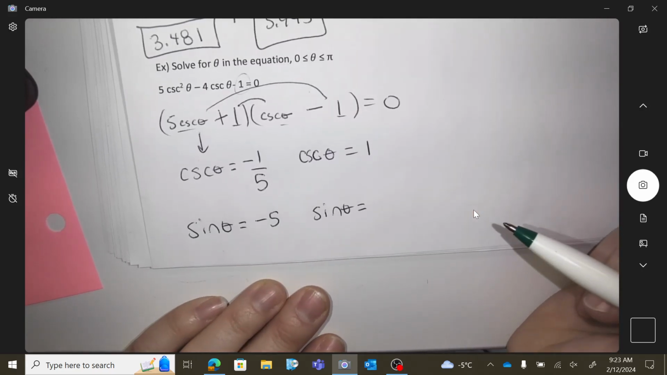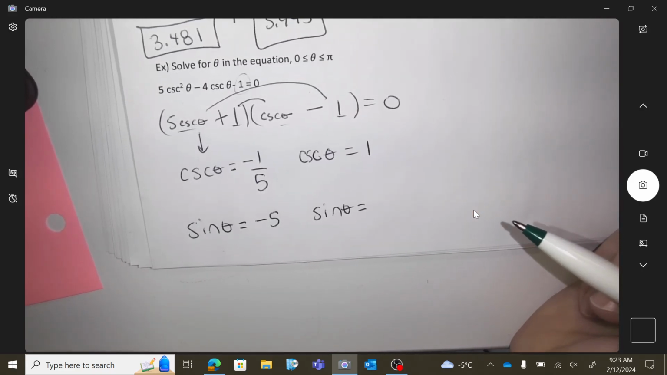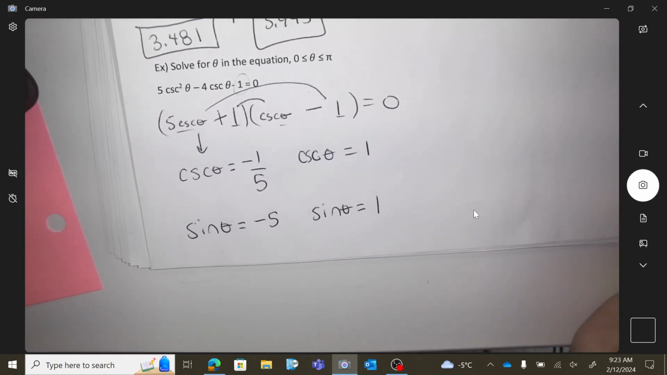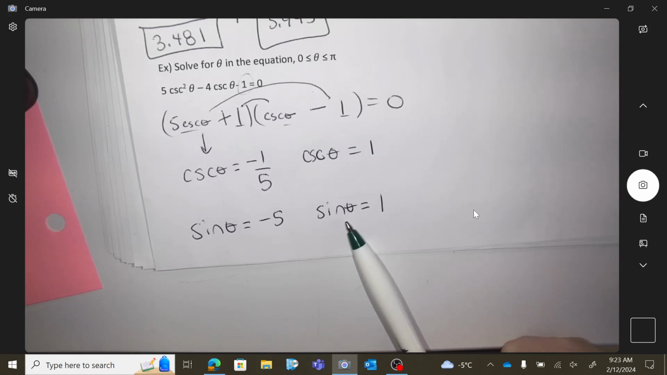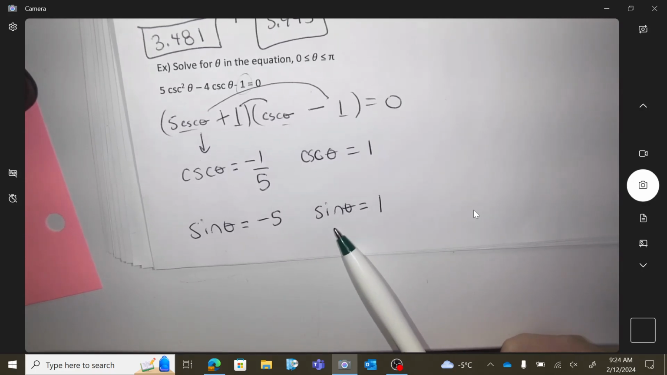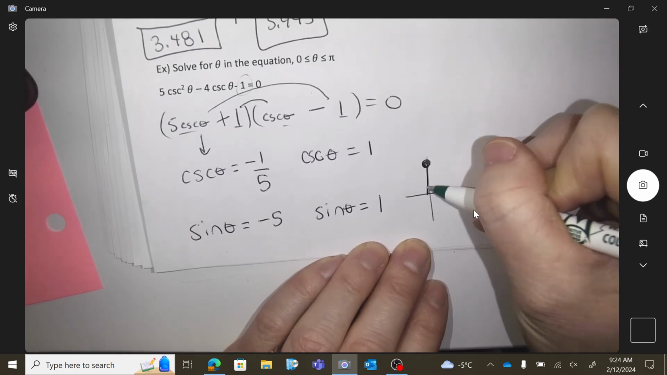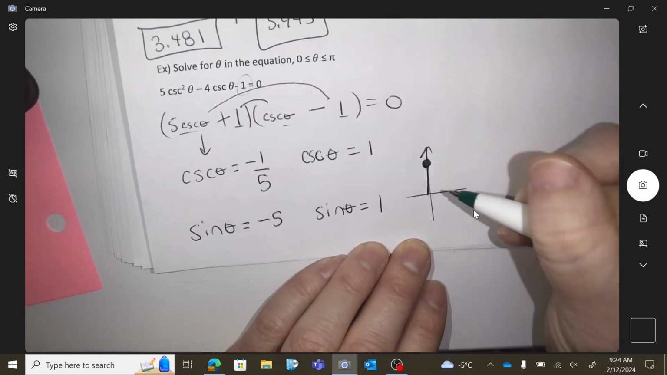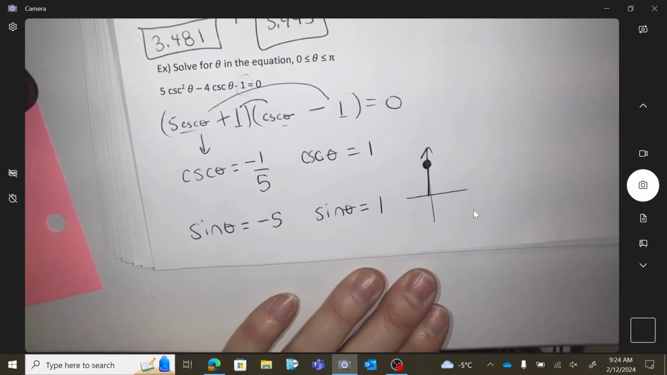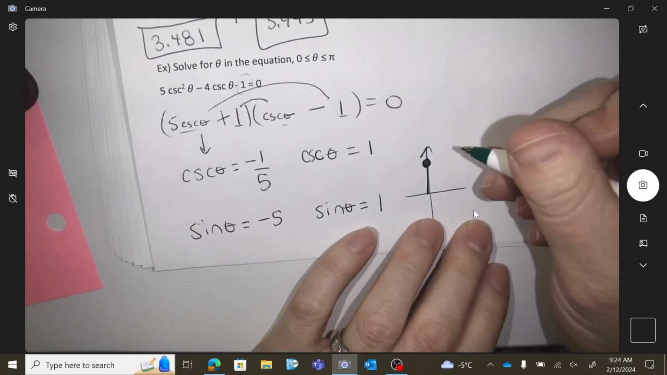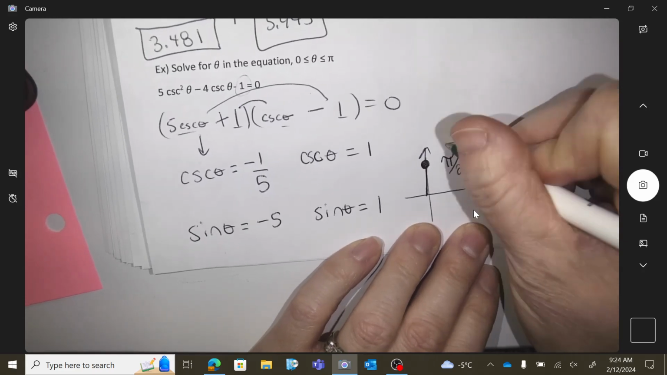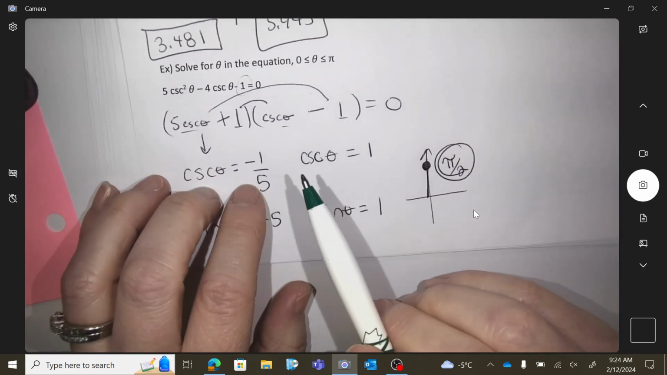What happens to the number 1 when you flip 1 over 1? Nothing, right? 1 over 1 becomes 1 over 1. Guess what? We just did this one, didn't we? We recognized it from our unit circle. Where is sine 1? Where is y equals 1 on that unit circle? I'm going to answer pi over 2.